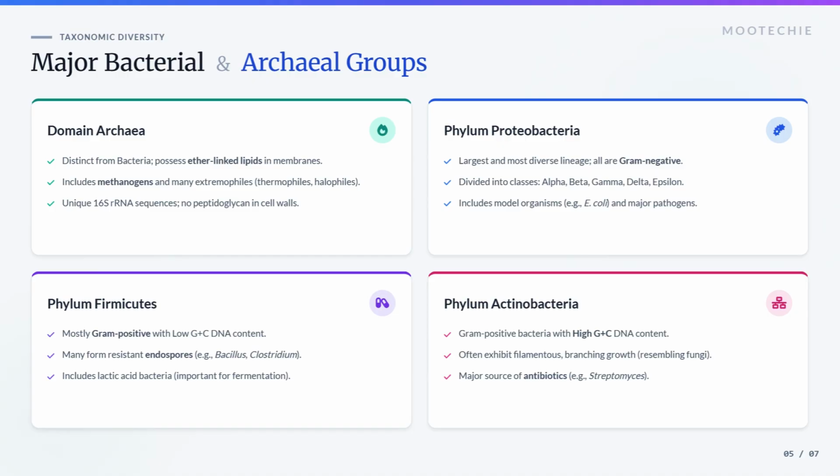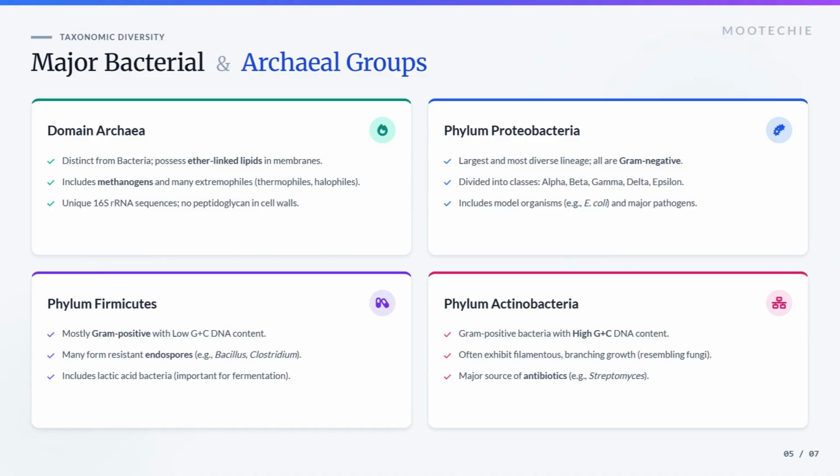Next is the phylum Proteobacteria. This is the largest and most diverse bacterial lineage, and all members are gram-negative. It's divided into classes named with Greek letters like alpha, beta, gamma, delta, and epsilon. This group includes famous model organisms like E. coli and many major human pathogens.